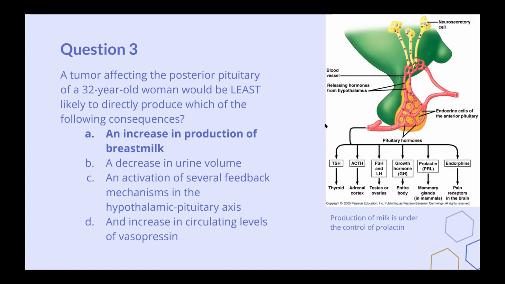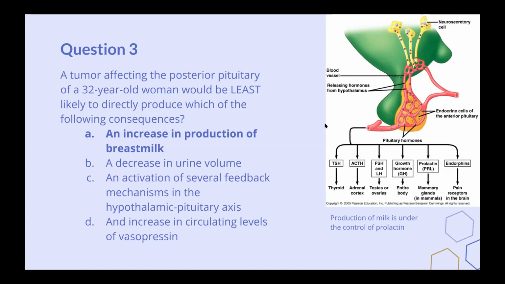So you can remember the anterior pituitary hormones using the mnemonic FLAT PIG. So F would be FSH, L, LH, A, ACTH, which stands for adrenocorticotropic hormone, T, TSH, P, prolactin, G, growth hormone. So going back to the question, you have to decide which of the following is least likely to happen.